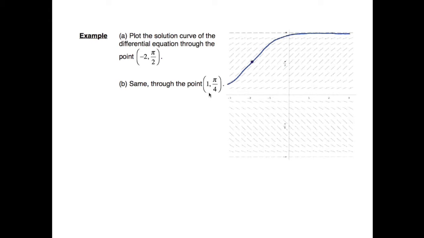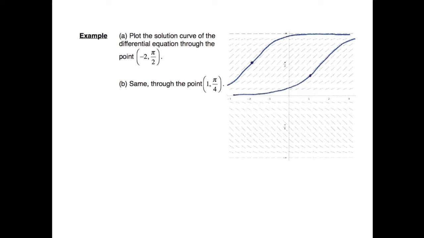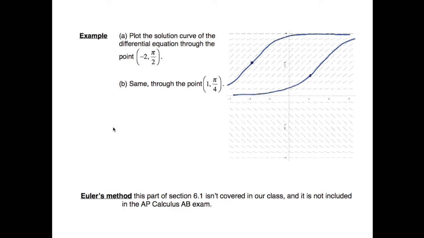Same through the point 1, pi over 4. Try this yourself. The point 1, pi over 4 is somewhere here. So find this point and try to sketch the solution curve of the differential equation through the point 1, pi over 4. This is approximately it, and again note how I'm never crossing any of the little segments. Sometimes I'm between, sometimes I'm almost on top of it, but I never cross through it. So we aren't doing Euler's method. It's not included in the exam either.